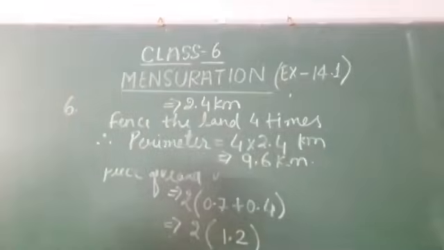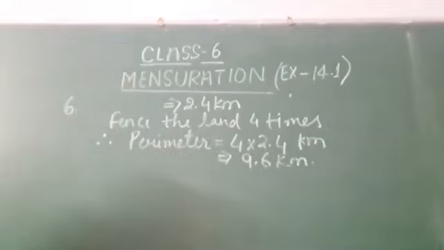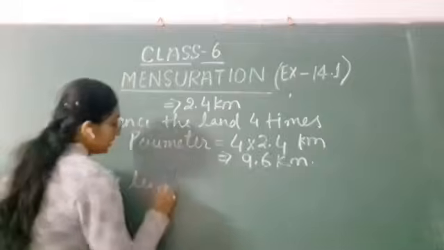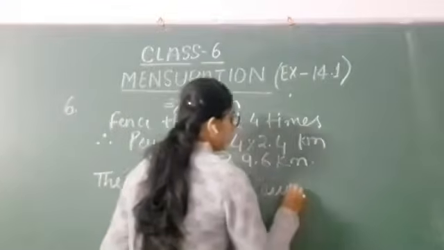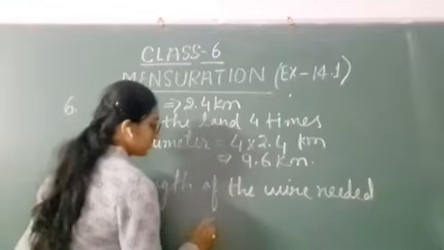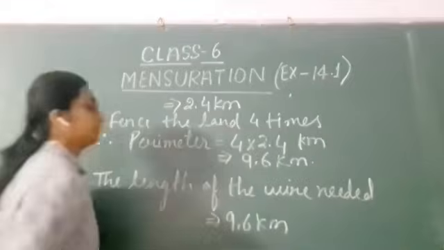So next, in the question it is asked the length of the wire needed. So you can write it down. The length of the wire needed is equal to 8.8 kilometer. Write it down.